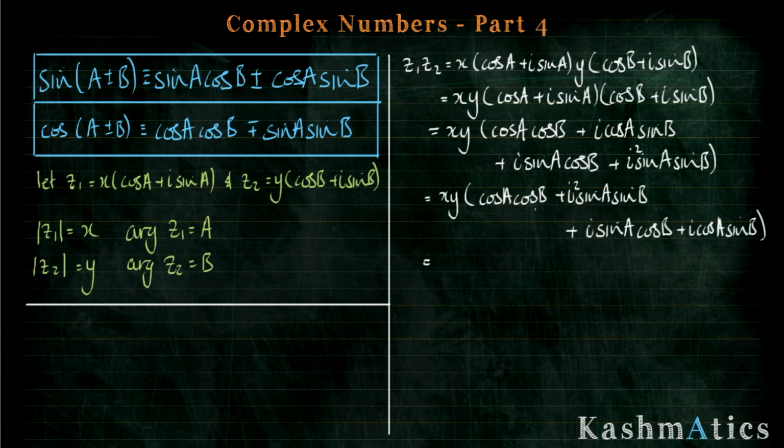Writing them in a slightly different order, which is perfectly fine, I've written the cos A cos B and the i squared sine A sine B first, and then I've written the i sine A cos B and the i cos A sine B next. And what you should by now know about i squared is that it is -1. So what we can do is change this part here to just minus sine A sine B.